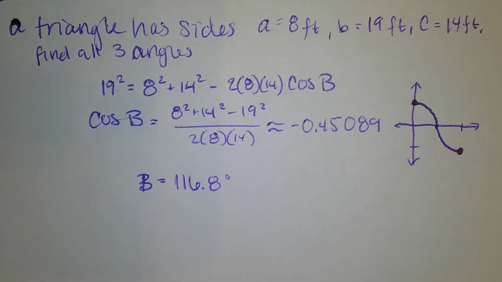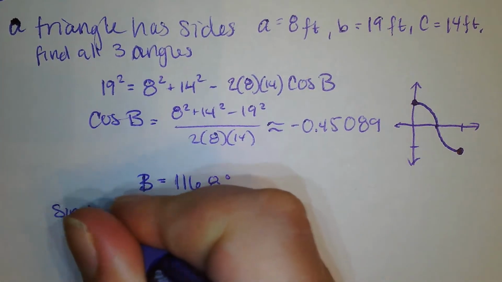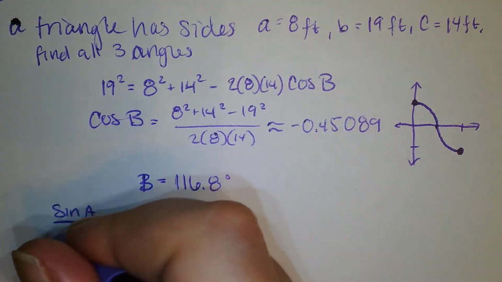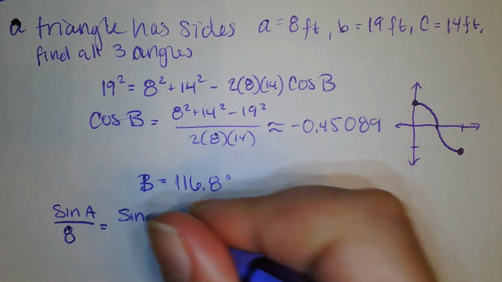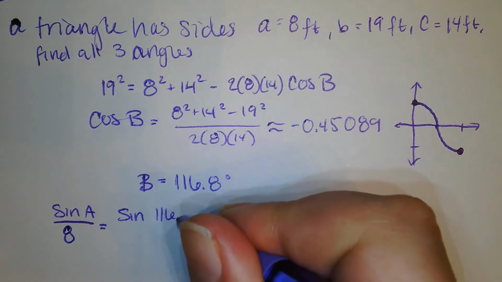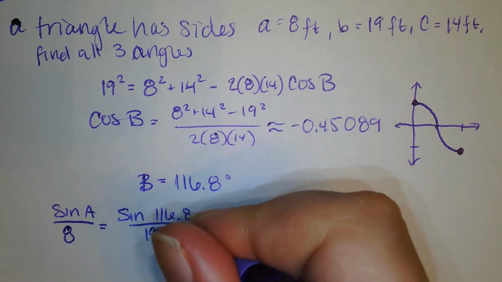Now, really, you only ever want to do the law of cosines once, because now that we have an angle, we can start doing law of sines, and it's going to be way, way easier. So if we want to find angle A, now we would do sine A over side A, which is 8 feet, equals sine of B, which is 116.8, over side B, which is 19.